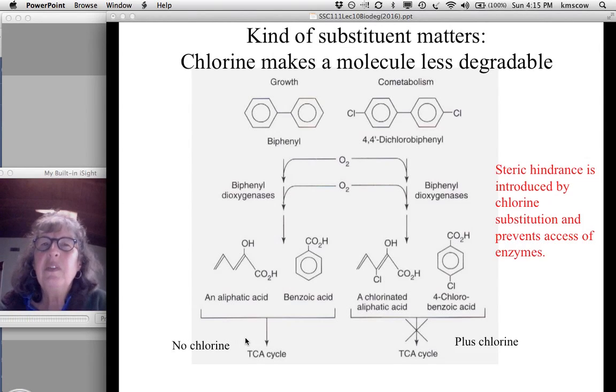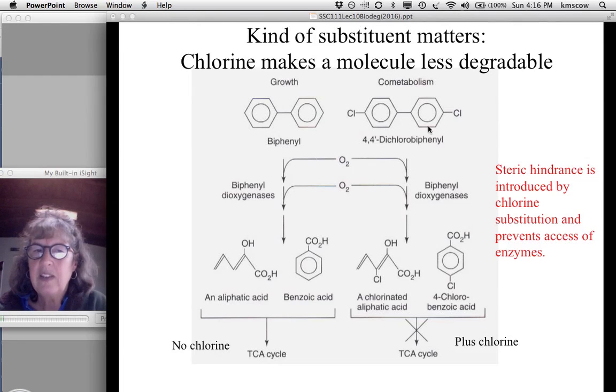The kind of substituent or thing hanging off the molecule matters a lot, and a really good example of this is chlorine. Here are two aromatic rings that are held together without any chlorines on it. It's biphenyl. With chlorines on it, in this case, two chlorines hanging on it, same thing, but with chlorines, it's dichlorobiphenyl. So the biphenyl breaks down quite nicely. It's easy for microbes to degrade it. They can access it. It turns into an aliphatic and an aromatic ring, and that goes into the TCA cycle without the chlorine. No problem.